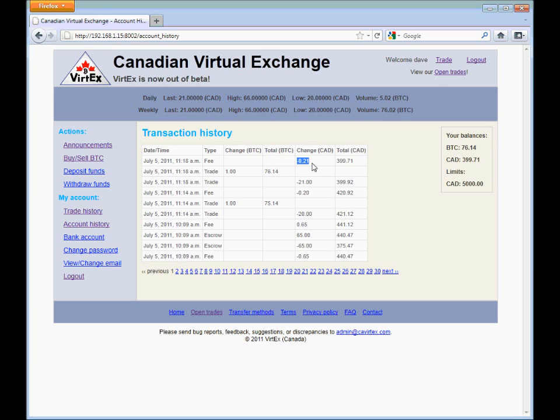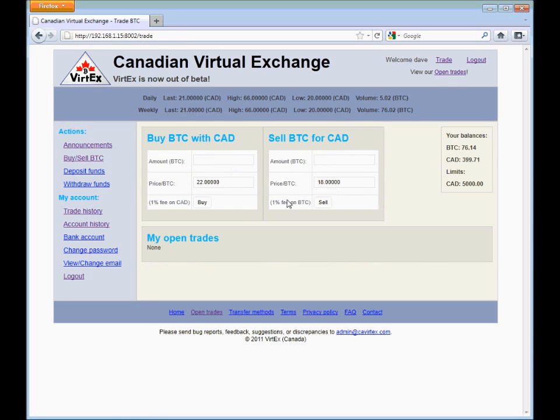It deducts 21 cents off of this number to give me my updated Canadian total, which you can see right here matches perfectly. Okay? So that's how you read transaction history and trade history. Alright, let's go back, and now let's put an order in place that is not a market order. Okay, let's go through that.